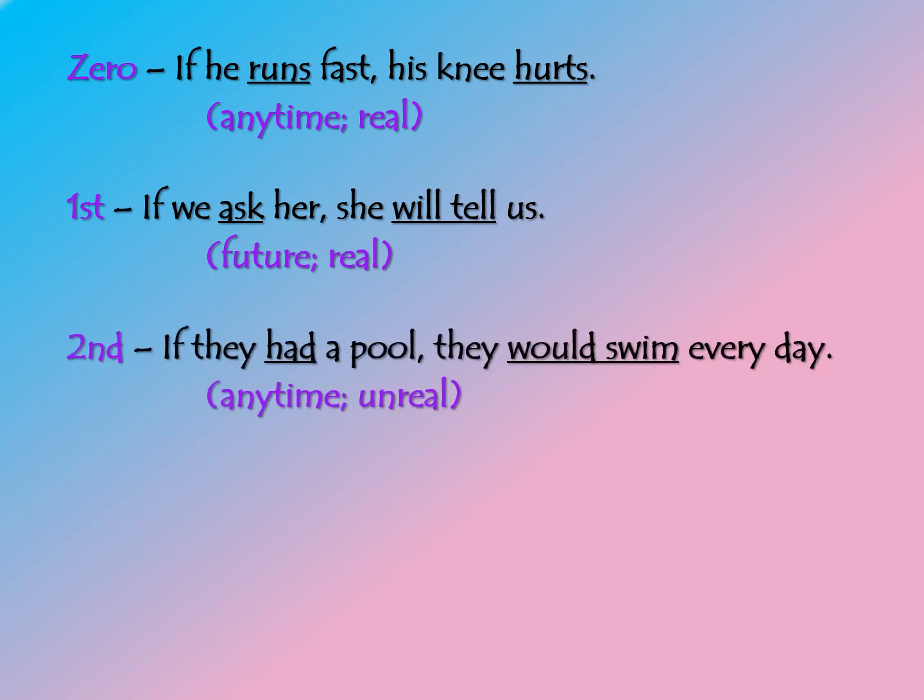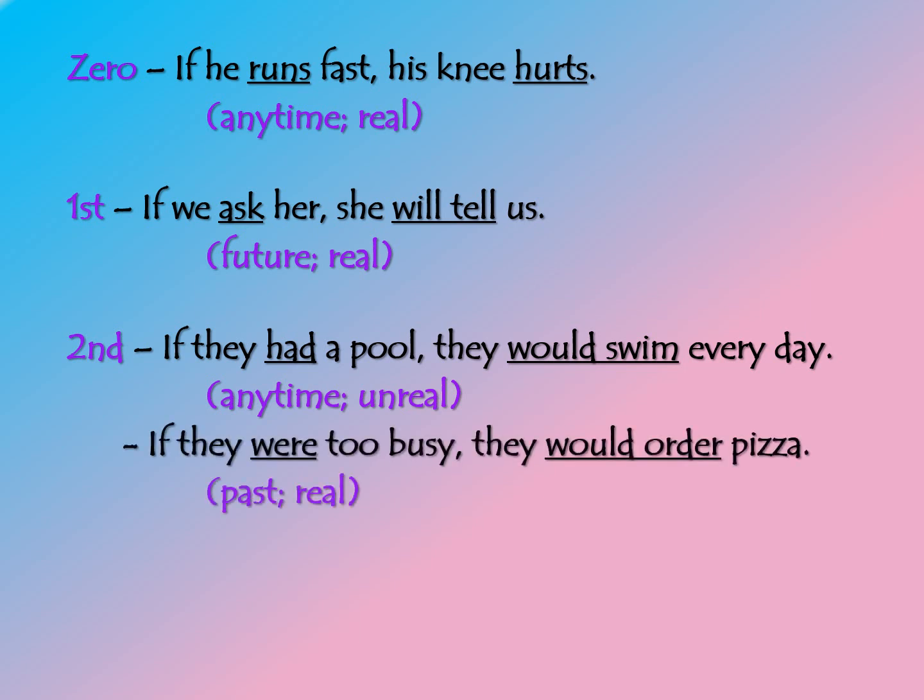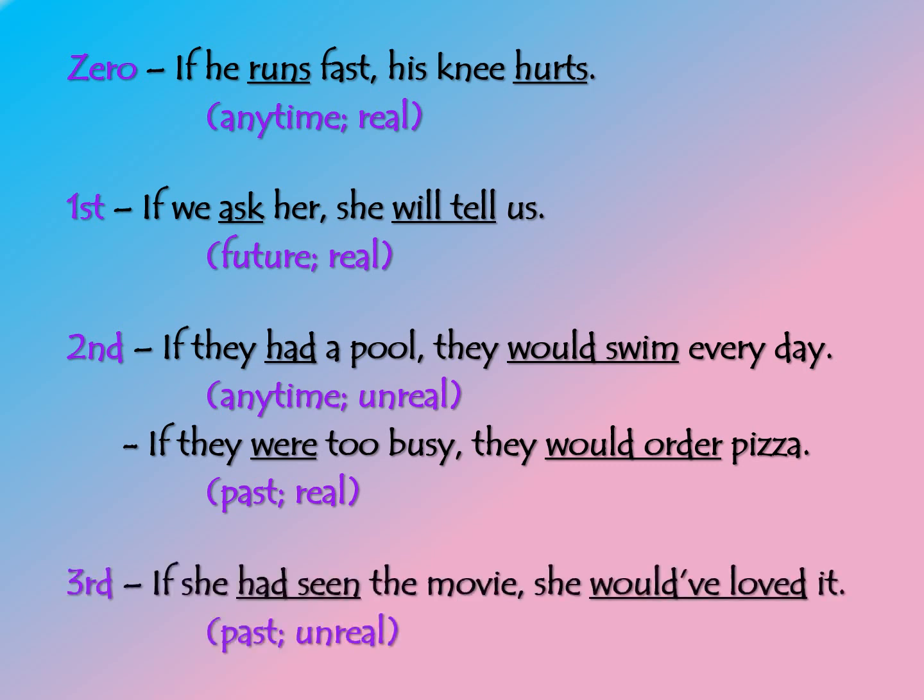Now for second conditional, remember that it could be either unreal or real. So first we have the unreal. If they had a pool, they would swim every day. Now the real. If they were too busy, they would order pizza. Third conditional. If she had seen the movie, she would have loved it. That is an unreal situation in the past.